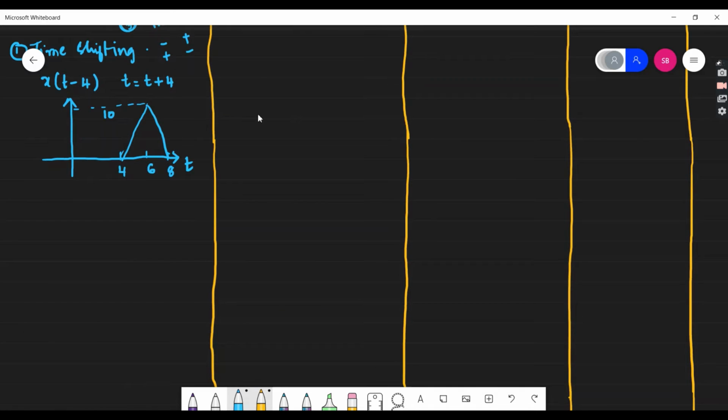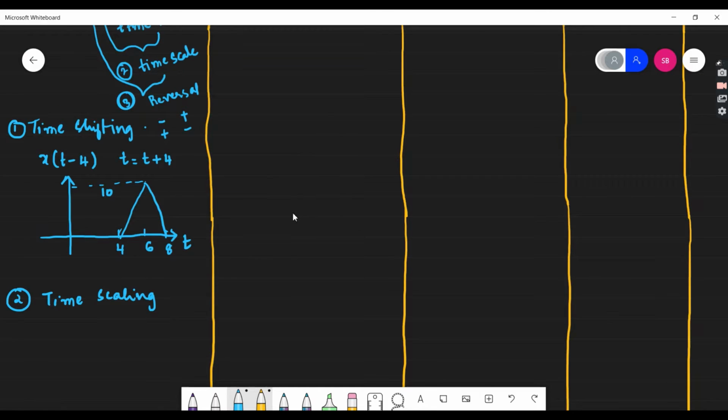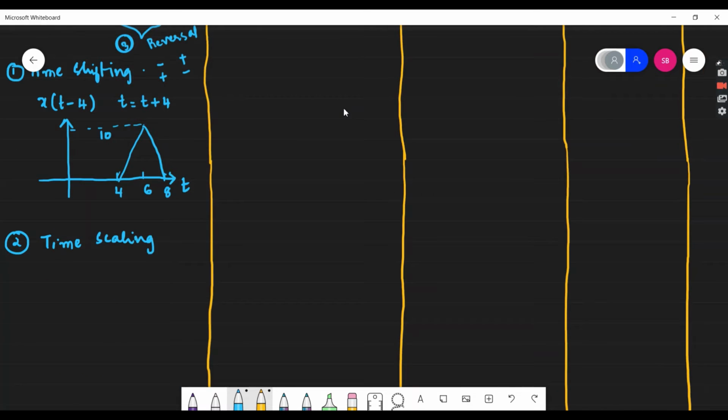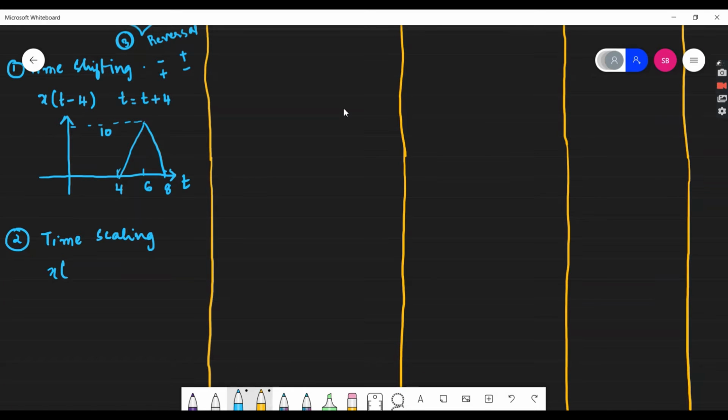So if I perform the time scaling operation, you see the scaling value is equal to 2 in this case. So I have finished till here, t minus 4. Next I have to perform scaling, that is x of 2t minus 4. So I have to get the signal of x of 2t minus 4.